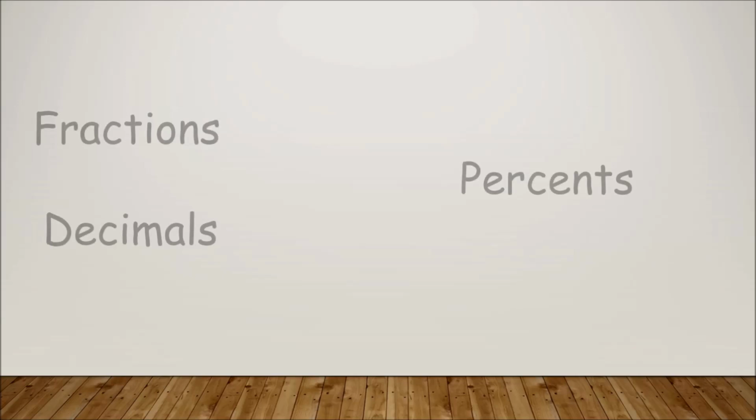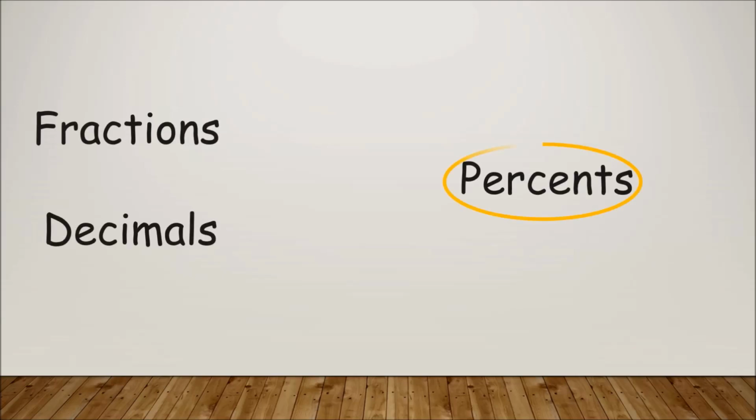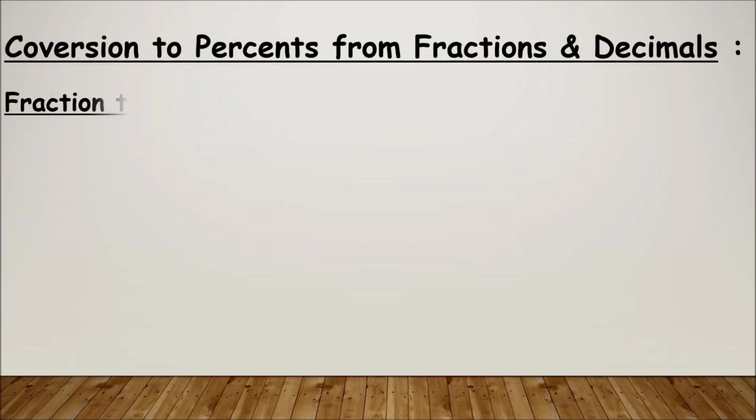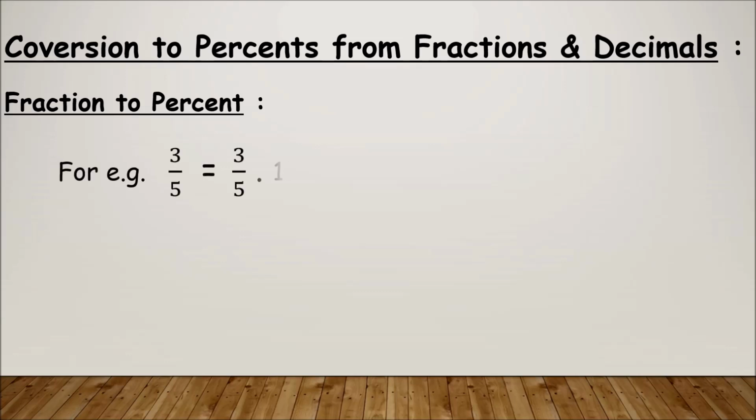Now, we also need to know how to convert back to percents from fractions and decimals. In both the cases, multiply by 100. That is, just reverse the process. Let's first convert from fraction to percent. For example, 3 divided by 5 is equal to 3 by 5 into 100% is equal to 300 by 5%, which simplifies to 60%.